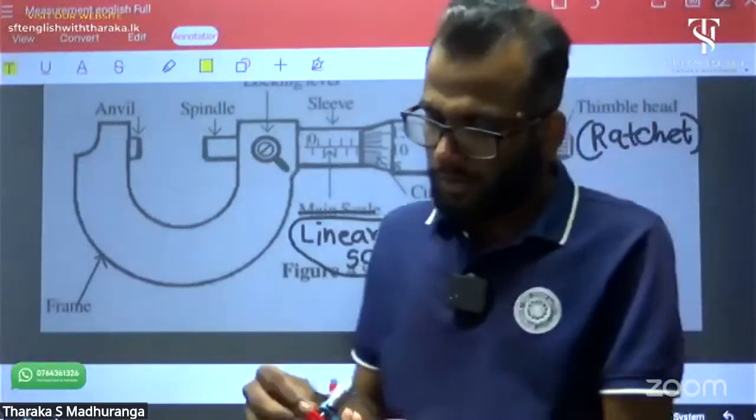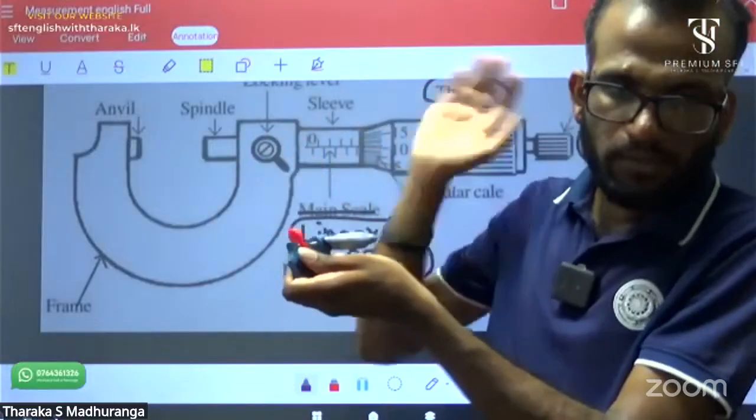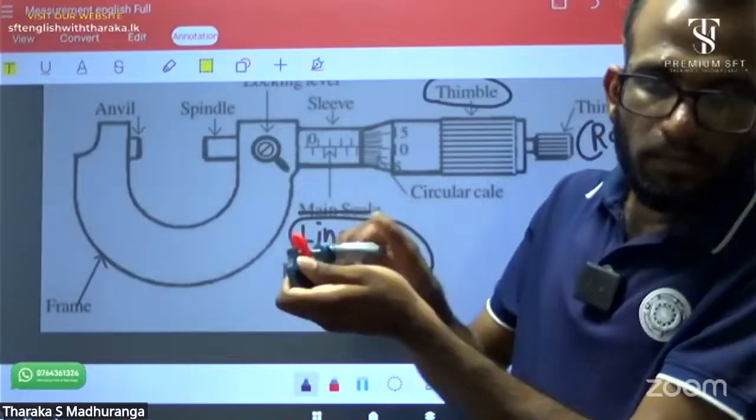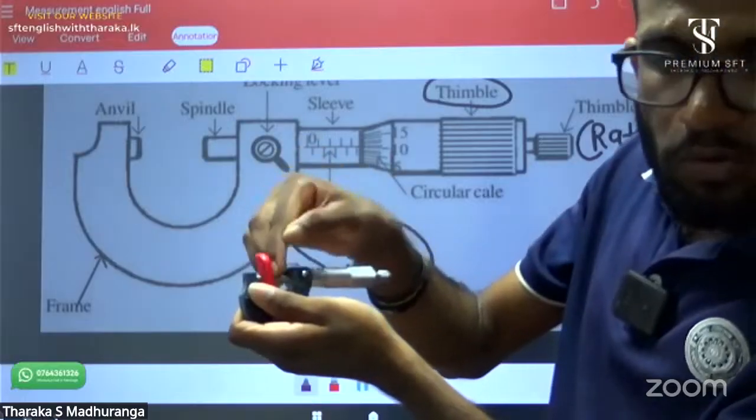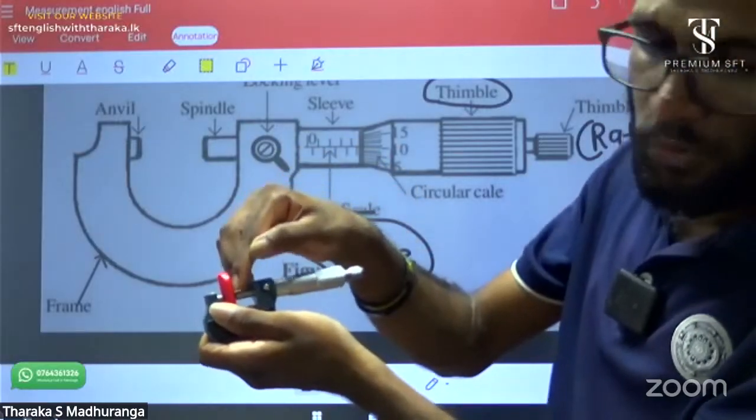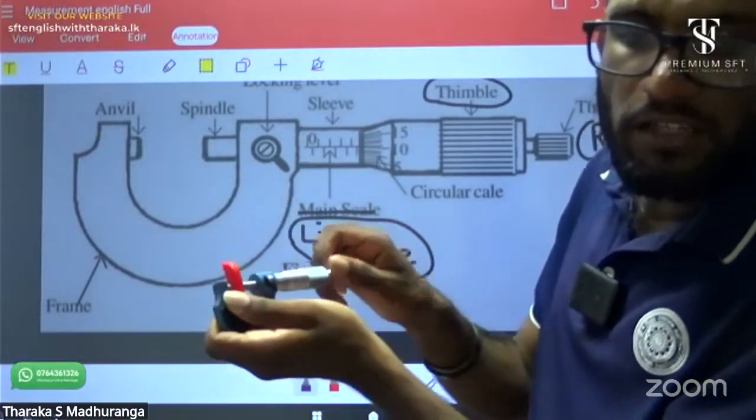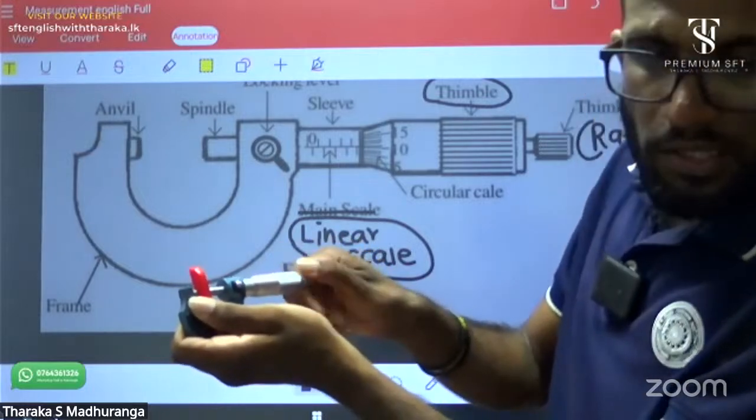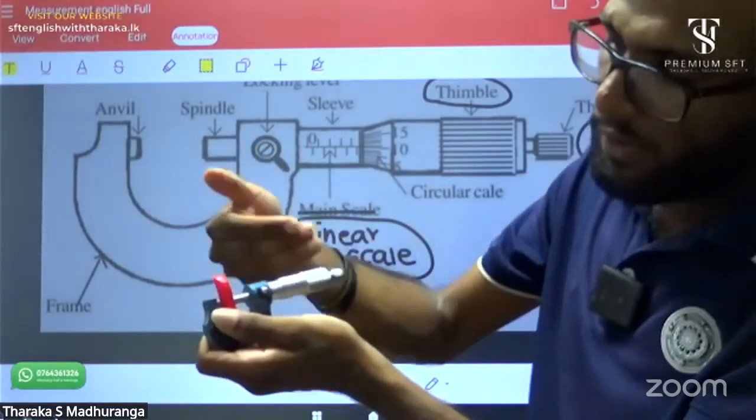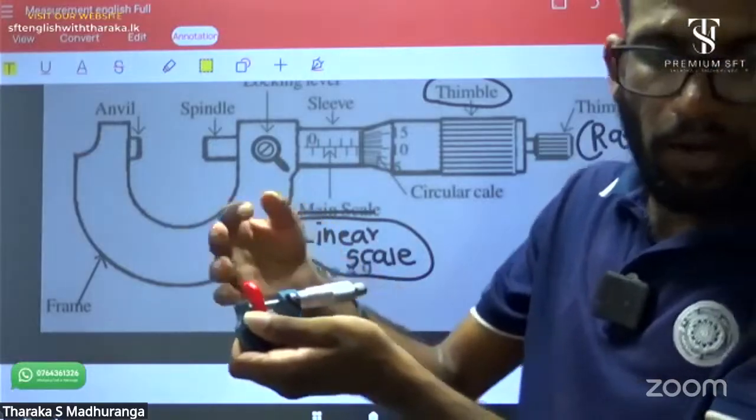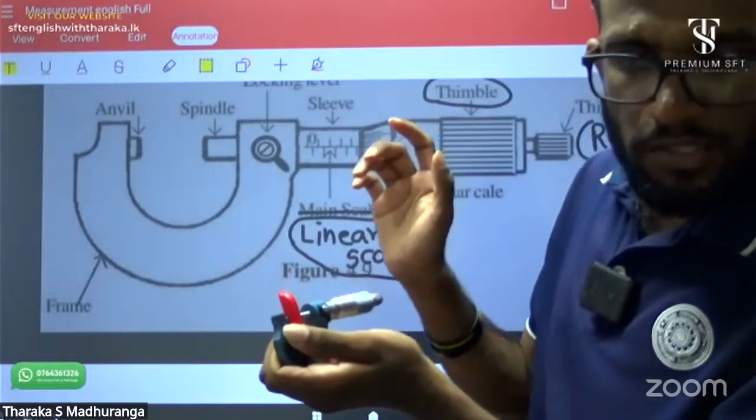Okay, I'll show you again. You can get the object and place it close to the anvil. You can rotate by the thimble until the spindle reaches close to the object. Now it is close. Now only rotate by the thimble head. Now you can hear this sound and it's freely rotating. If we rotate many times, there are no changes in the other parts. The thimble head is only freely rotating. Okay, those are the steps.